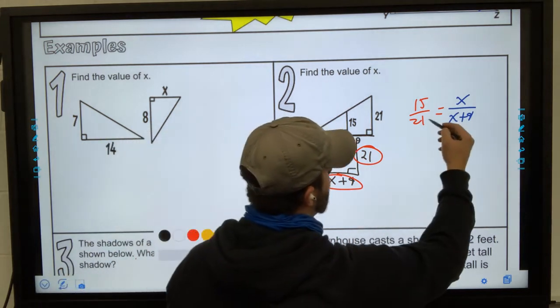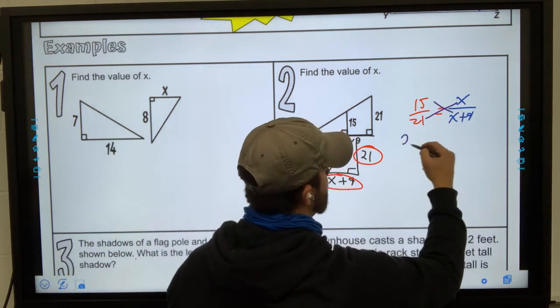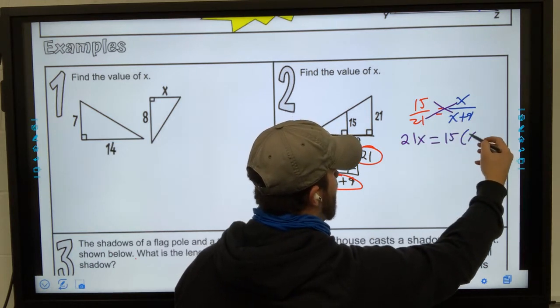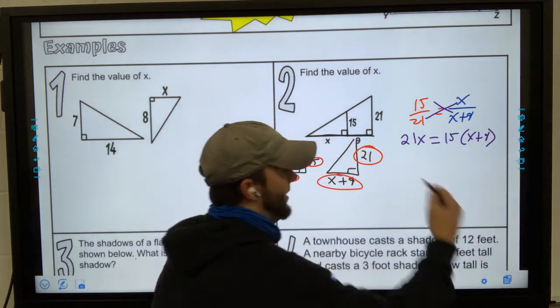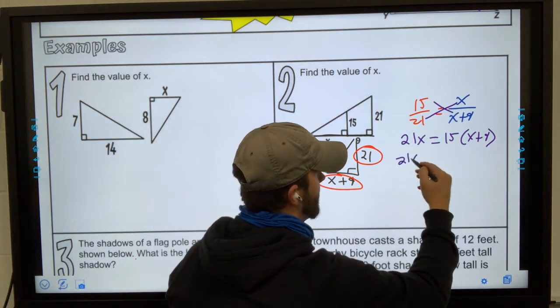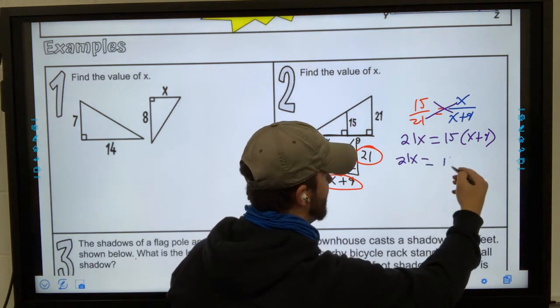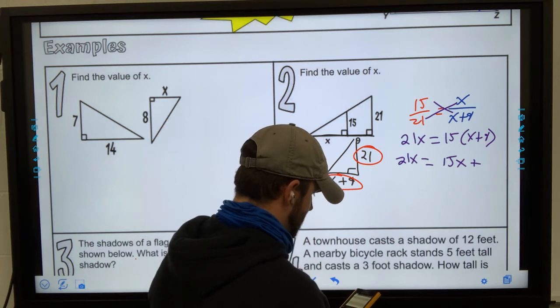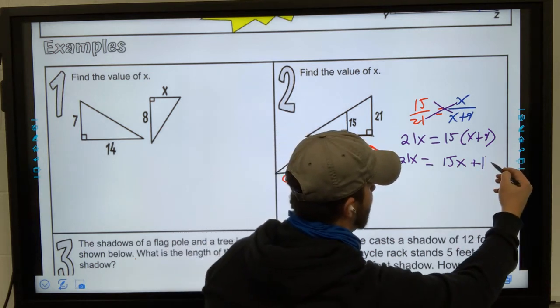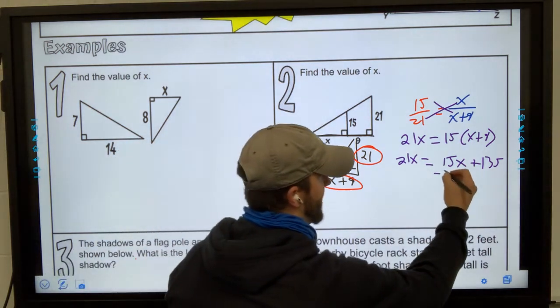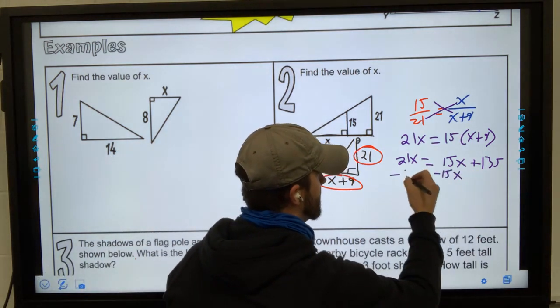So now when I end up cross multiplying here, I should get 21X is equal to 15 times X plus 9. So I have to end up distributing that 15 there, okay? So I should get 21X equals 15X plus, and then 15 times 9 is going to give me 135, okay? Now all I got to do is solve for X. So subtract 15X on both sides.